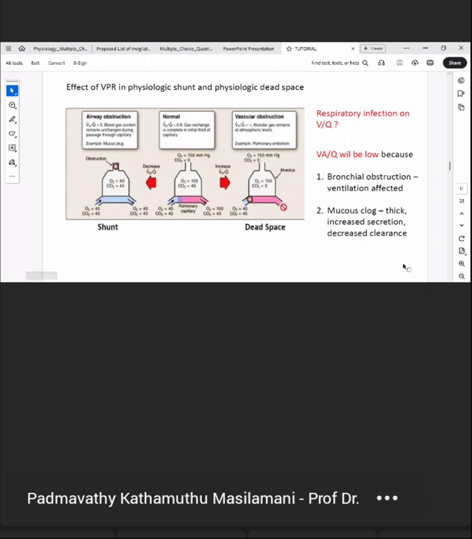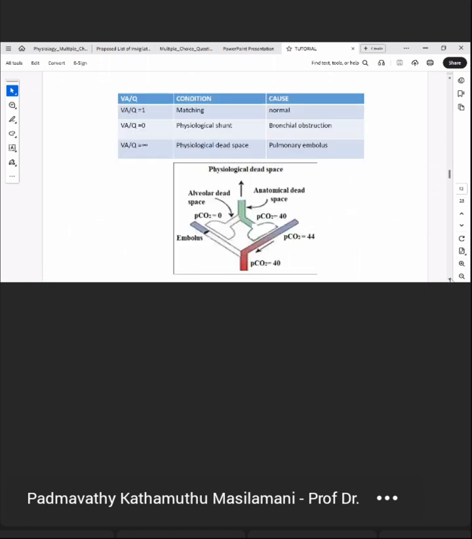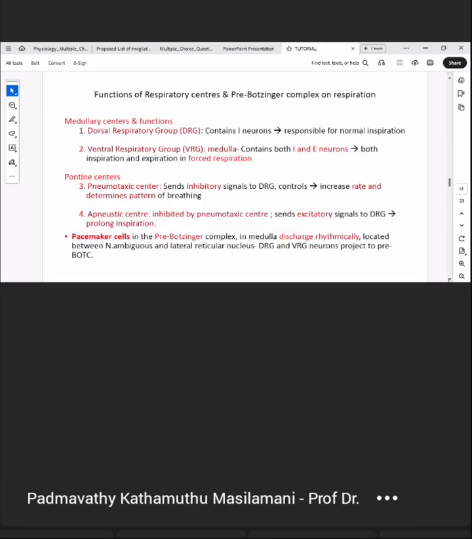Okay, physiological shunt. So this is a very important slide. The difference between the VA by Q ratios: physiological shunt is 0 and physiological dead space is infinity. Any cause of bronchial obstruction you can write for VA by Q ratio shunting, and pulmonary embolism is the reason for physiological dead space. So anatomical dead space is different from physiological dead space. Anatomical dead space is just the conducting zone, and together with alveolar dead space it constitutes the physiological dead space. You should know the difference between the two dead spaces.